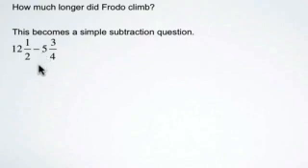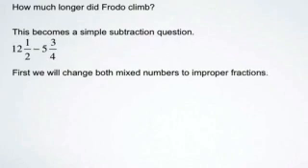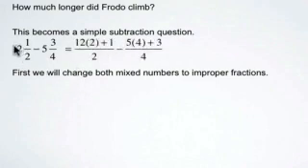It can become a little sticky trying to subtract mixed numbers, so it's always a good idea to change your mixed numbers into improper fractions first. So I'm going to use the conversion technique that we talked about earlier. I take my whole number 12, multiply it by the denominator 2, and add the old numerator 1. My denominator is going to stay 2.